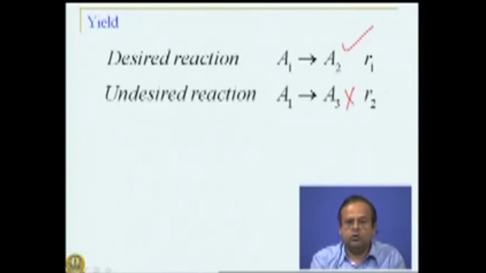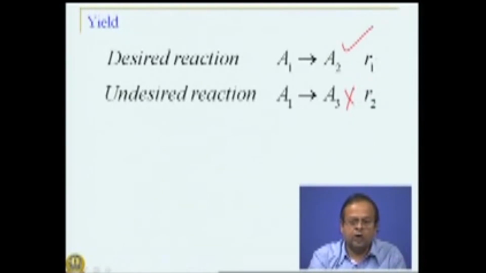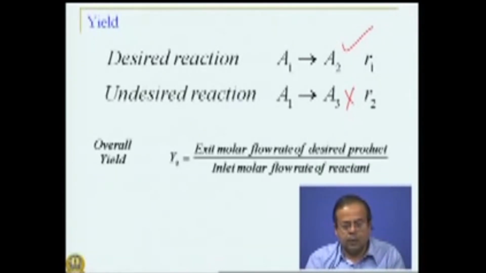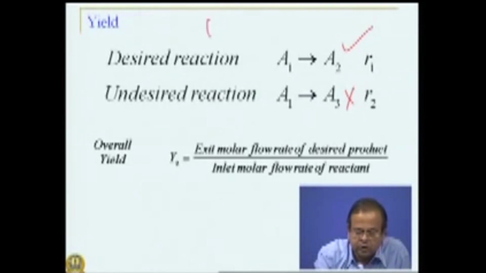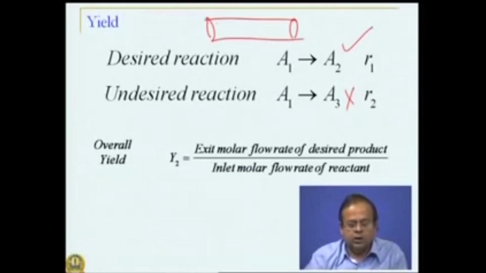See how we are now bringing together the concepts that we studied in the first few lectures. We have many species, A1, A2, A3, we have many reactions, 2 in this particular case, and we have rates of these two reactions, R1 and R2, and now we are saying there are some desirable and undesirable. So, let us define the yield, and let us say that this reaction is taking place in a tubular reactor. The same yield can be defined for batch reactors also, but here in a tubular reactor.